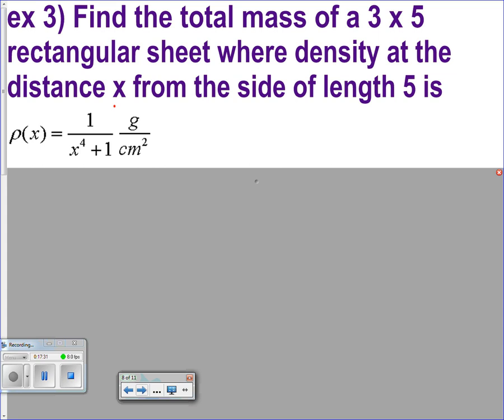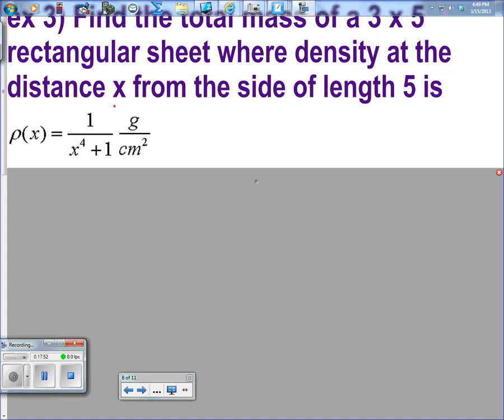Next problem is finding the total mass of a 3 by 5 rectangular sheet where the density at the distance x from the side of length 5 is rho of x equals 1 over x to the 4th plus 1 grams per square centimeter. So take a moment, see if you can work that problem, and pause this.